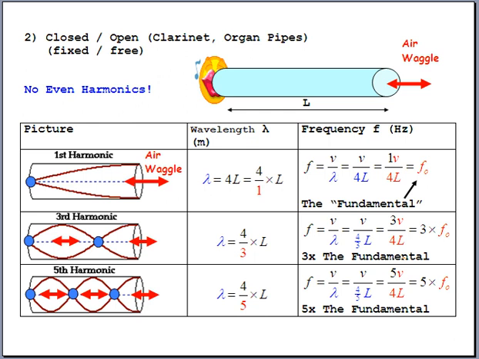And so those are the harmonics that can fit inside a clarinet, where it's a standing wave of air wiggling, and it's closed on one side and open on the other.